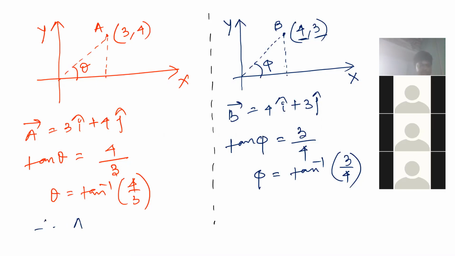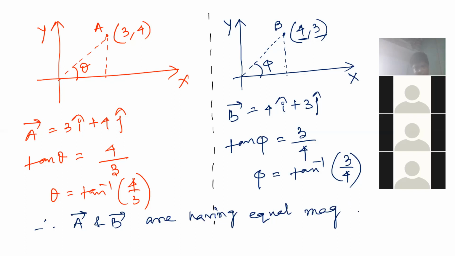So here I'm just writing down the conclusion that a vector and b vector are having equal magnitude, but the direction is not the same.